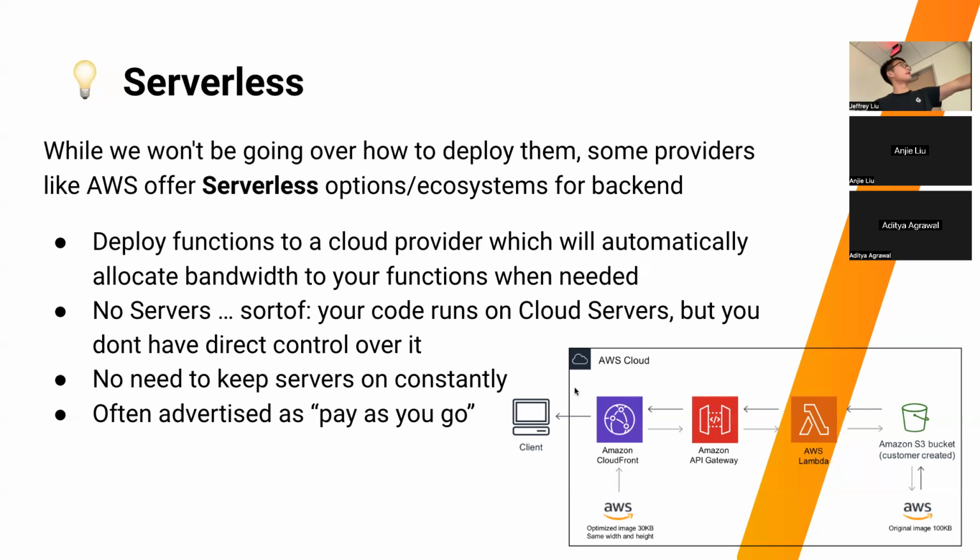So here's a diagram. A client will basically call an API, and the API will be using something called AWS Lambda, which is a serverless provider. It will basically take those functions and activate them, and then send back the data that you need.